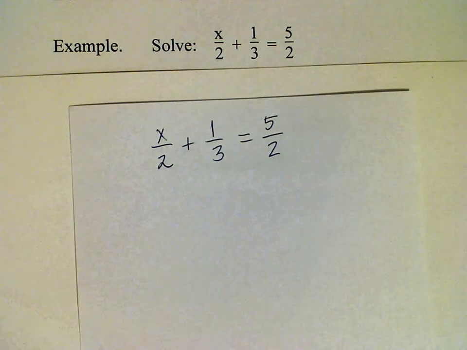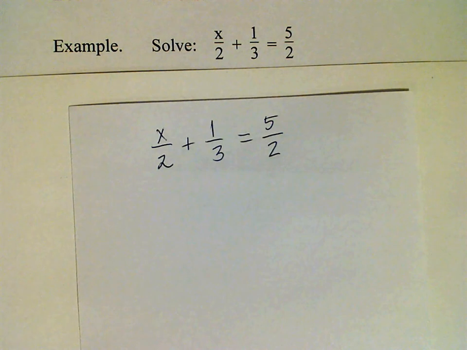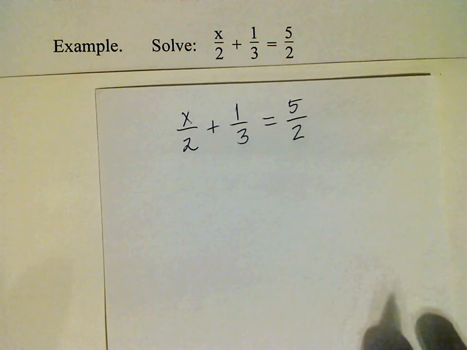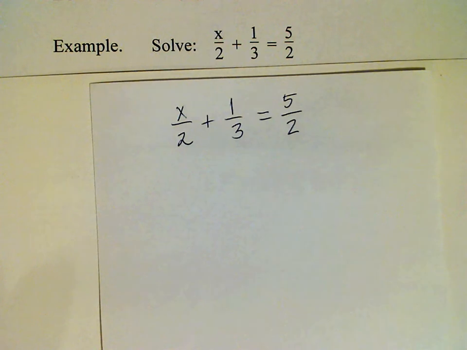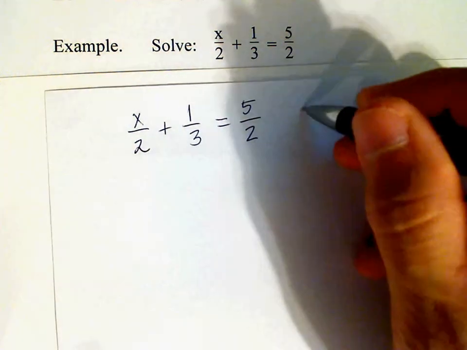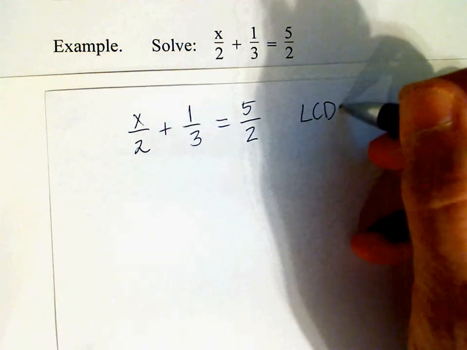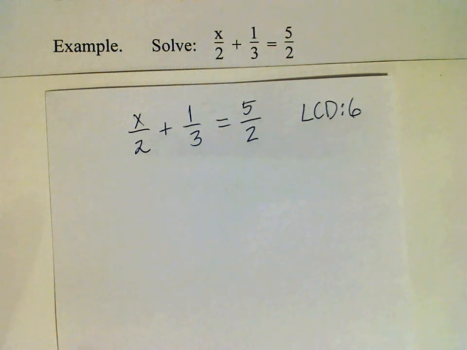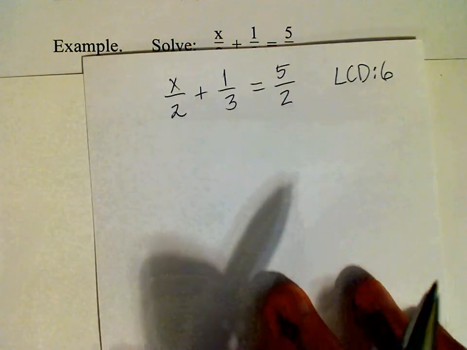Okay, so this equation has fractions. You may work with the fractions if you like, but most people prefer not to work with fractions if they can avoid it. And in this case, we can avoid it simply by finding the least common denominator, which we see in this case is 6, and then multiplying the entire equation by that LCD. So that'll be our next step.